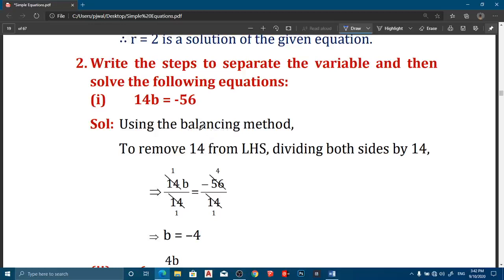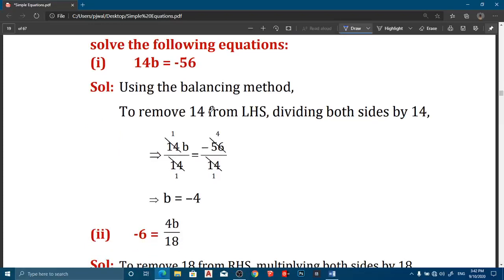But this exercise is meant for trial and error and balancing methods only. That's why we are using the balancing method only. To balance the equation and separate the variables on the left side, we have to divide both sides by 14, because it is multiplied with 14. To remove this 14, we have to divide the equation on both sides by 14. That's why we are dividing here.